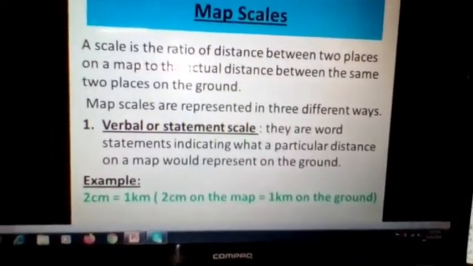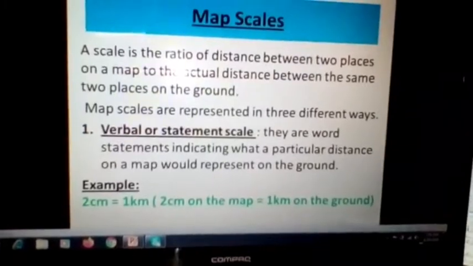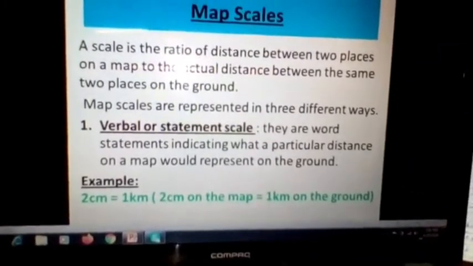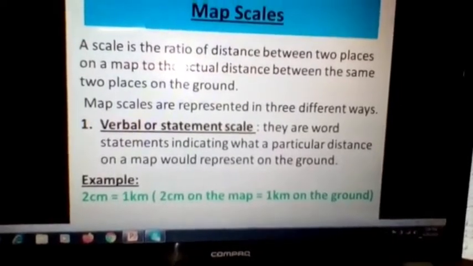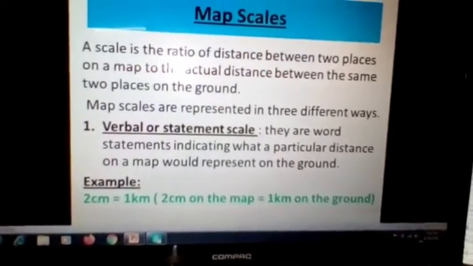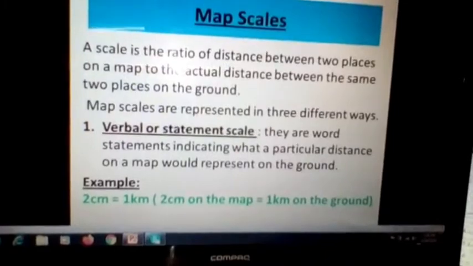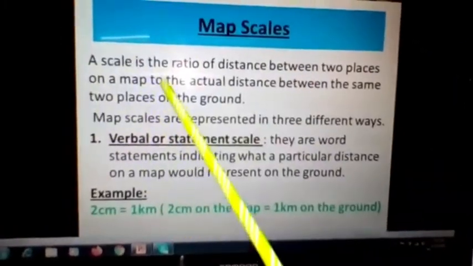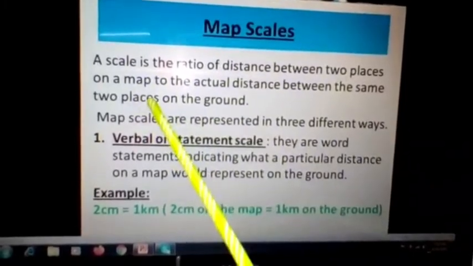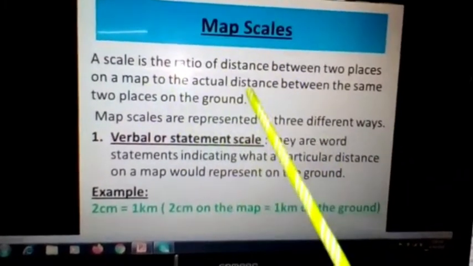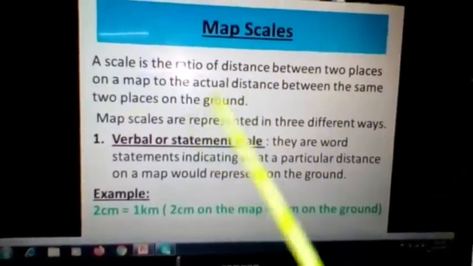That is, we use a scale in the map so that the larger area can be shown on a small paper that can be easily carried and stored. So, let us revise the definition of a scale. A scale is the ratio of distance between two places on a map to the actual distance between the same two places on the ground.